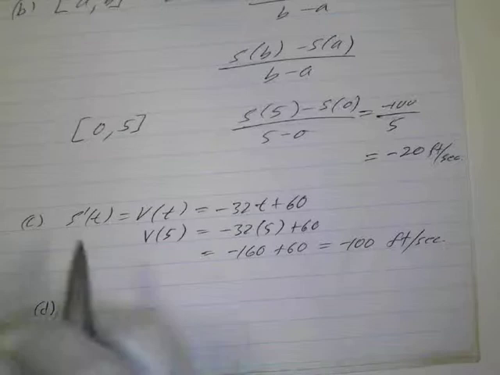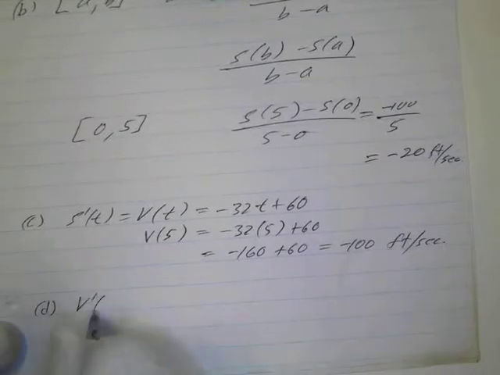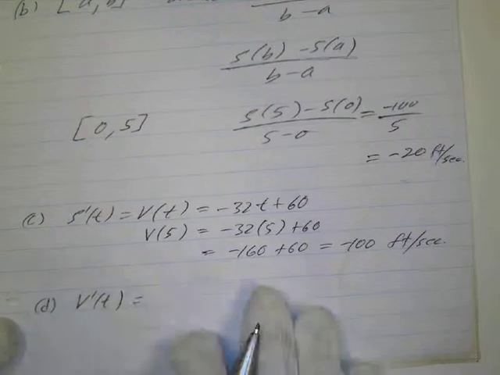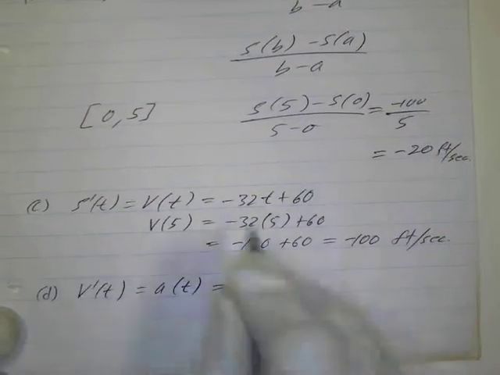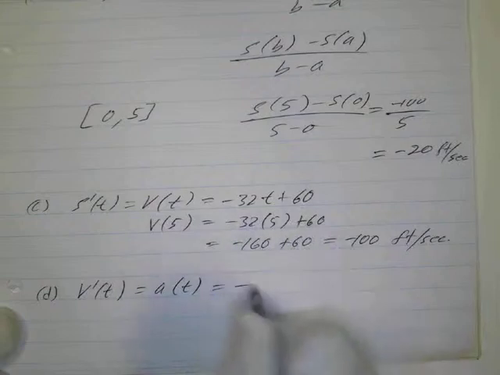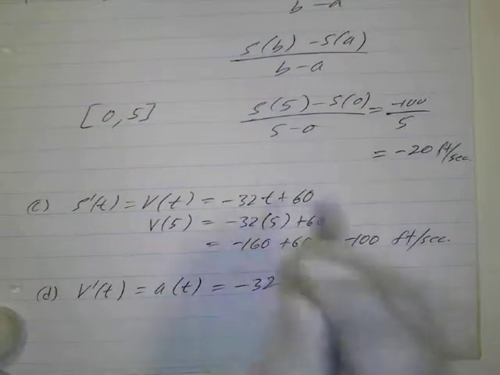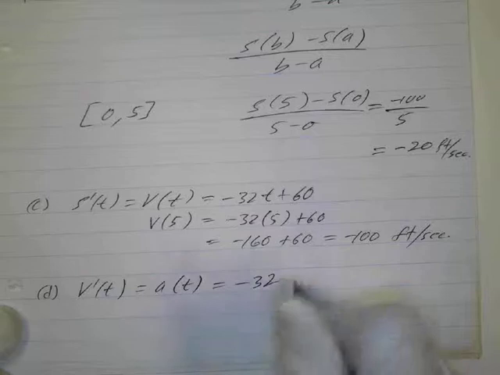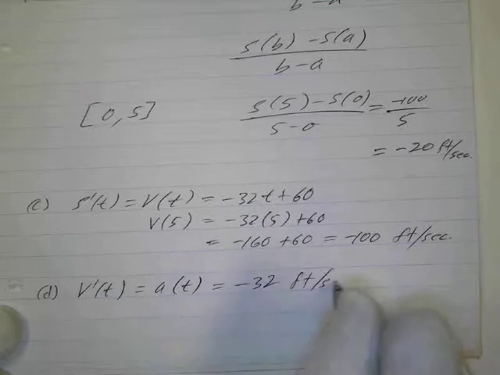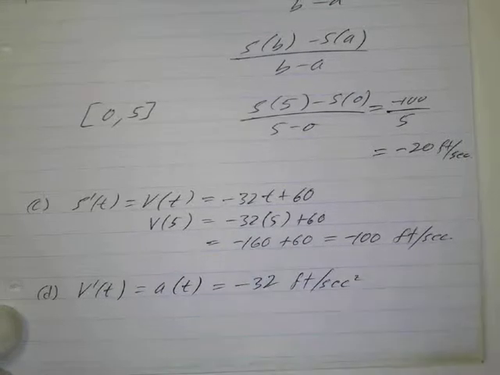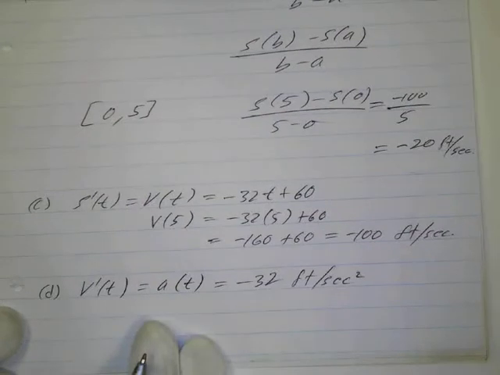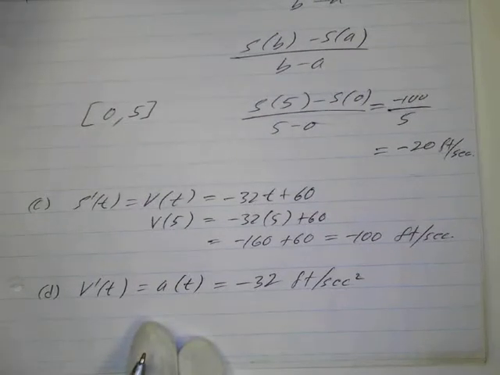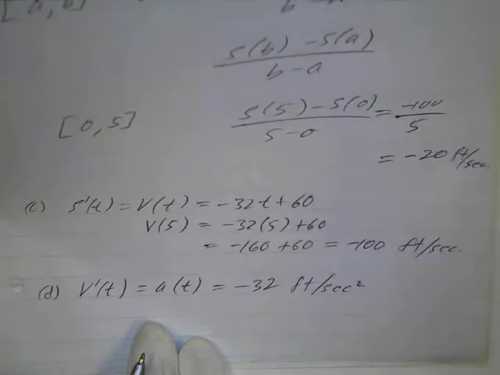Okay, letter D. Find the acceleration when t equals 5. Well, remember, the derivative of the velocity is the acceleration. So this is my velocity, so the derivative of that is just going to be negative 32. And there's no t, so it doesn't matter what t is. And that's going to be feet per second squared. All right.